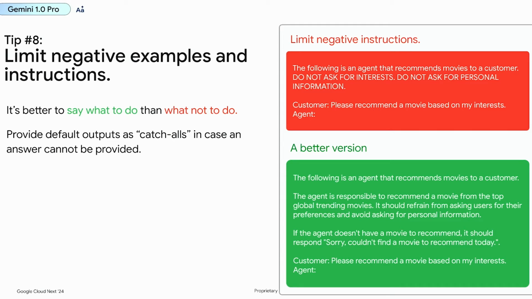All right. So the next tip is to limit your negative examples and instructions in the prompts. Again, it's better to say what to do than what not to do. We have observed quite a few prompts where, if there are too many negative constraints or negative instructions, the prompt was not actually responding better. In this case, you can see there are a lot of those do-not-do-this type of instructions. Now, this can be rewritten positively as what you want to get done.